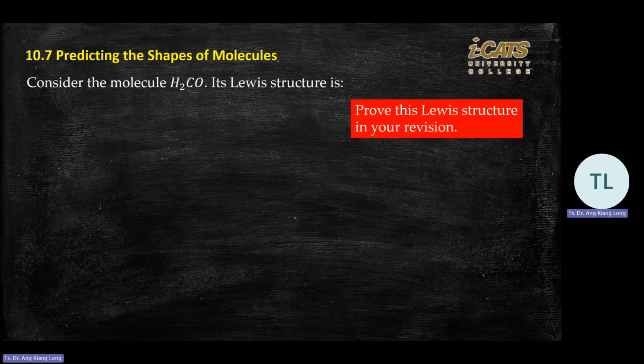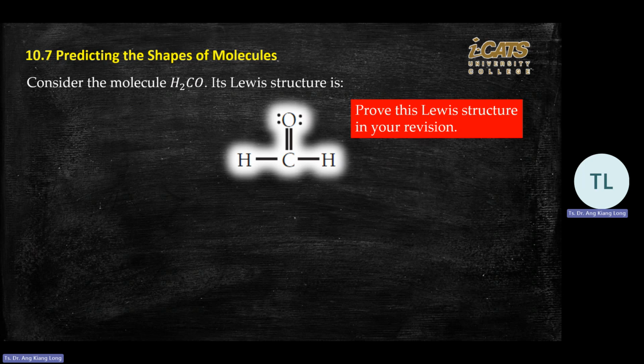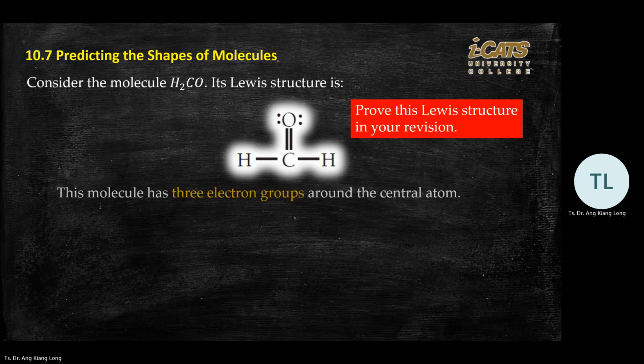H2CO. This example is one of the tutorial questions, which asks you to draw the Lewis structures. It should look something like this. So there are 3 electron groups in the center. How do you calculate electron groups? This one is referring to the center atom, not the side atoms. So here, the center atom has 3 electron groups.